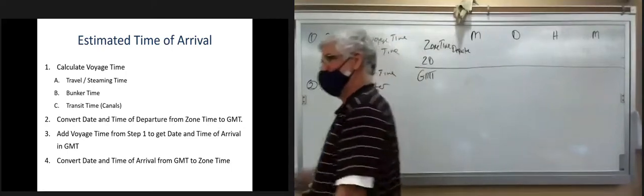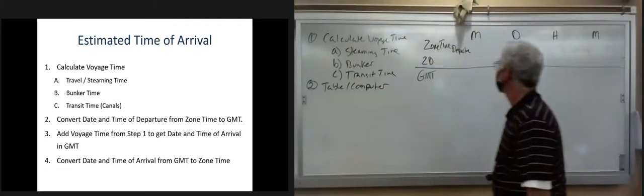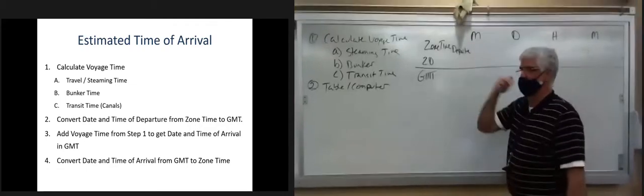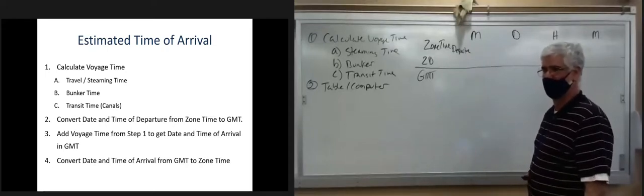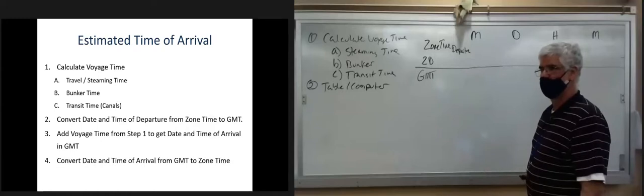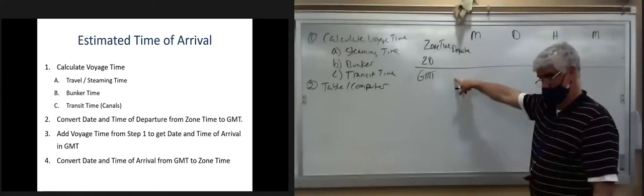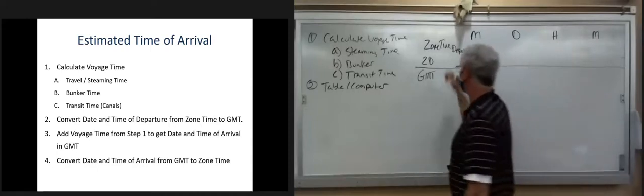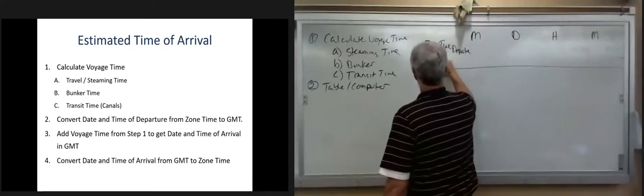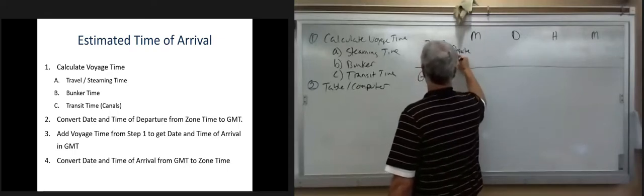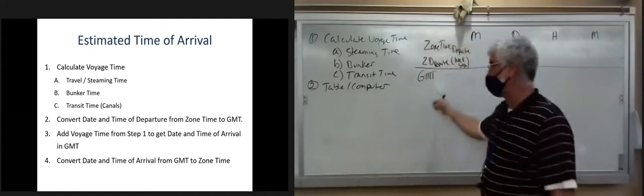What am I going to do with the sign? If I'm going from zone time to GMT, my time zone has a sign. What am I going to do with that sign? Am I going to respect that sign or am I going to flip it? Oh, I'm going from zone time to GMT, so I'm going to keep my time zone. Okay, so the zone description of departure, and you keep it. Keep sign. Now I get my GMT.